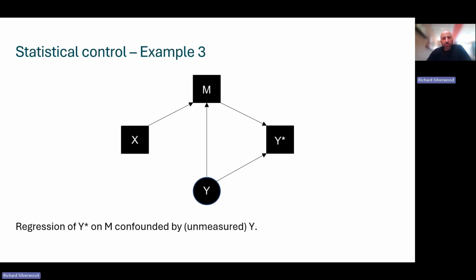In the third example, where Y is also a source of mode selection, we can again consider estimating our mode effect by regressing Y star on M. But here, Y itself, the unmeasured version of Y in the circle, is a confounder for the mode effect. And so here we can see that because that's unmeasured, we can't control for it. So again, it's problematic in terms of estimating the mode effect to use this sort of correction approach.